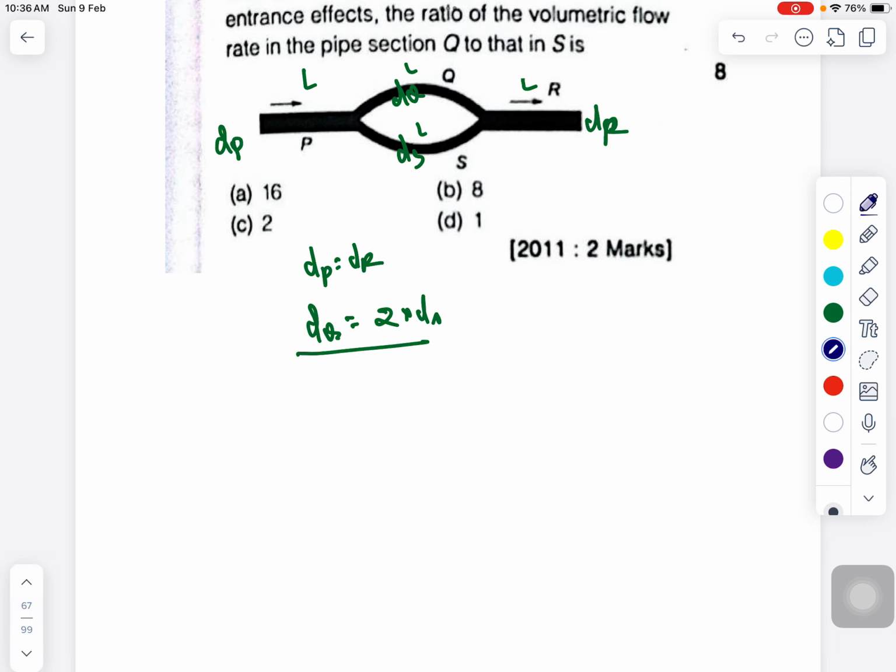Great. Since we are talking about laminar flow condition, pressure drop would be the same between pipe Q and S. Why? Because the length is the same. When two pipes are connected in parallel, the head loss or pressure drop will be the same. So if I write delta P for Q, that is equal to 32 mu UQ bar into LQ divided by DQ square.